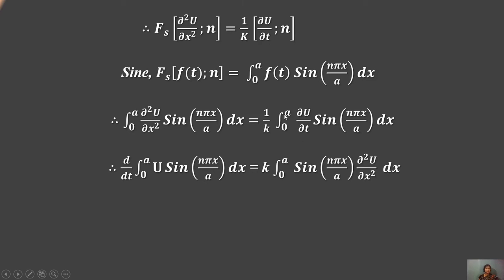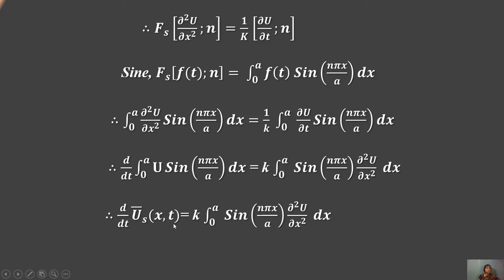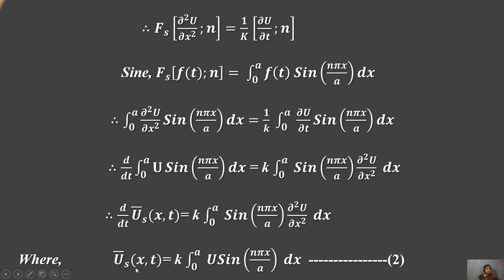Then the formula becomes d/dt of the integration from 0 to a, where u and sine are integrated together, and the other term is ∂²u/∂x². So d/dt of u_s(x,t) equals k times the integration from 0 to a of sin(nπx/a) ∂²u/∂x² dx, where k is a constant, and this applies to u sin(nπx/a) dx.